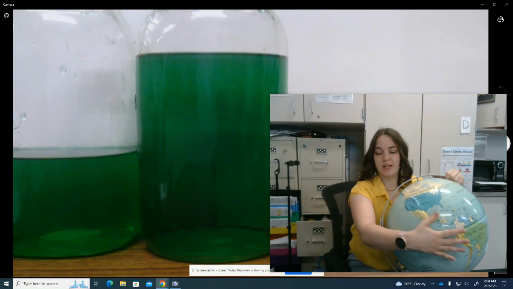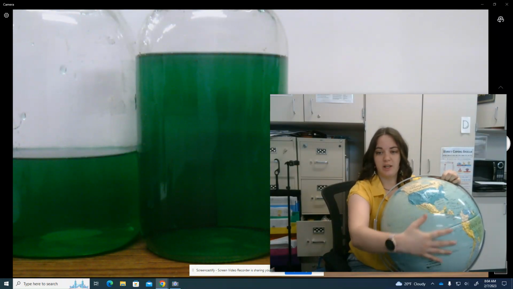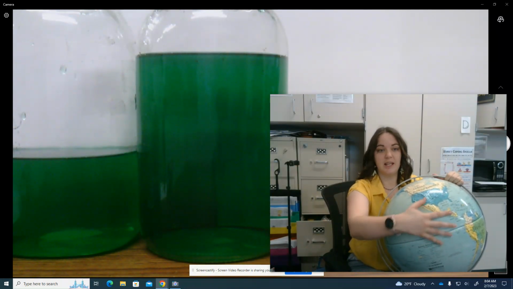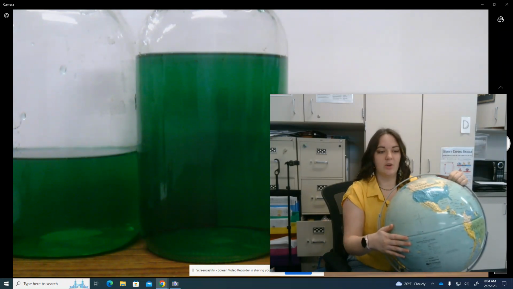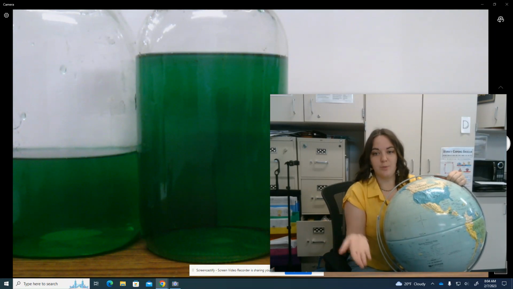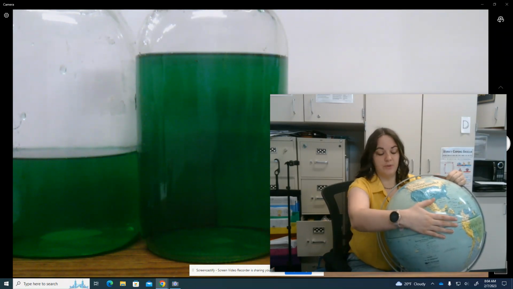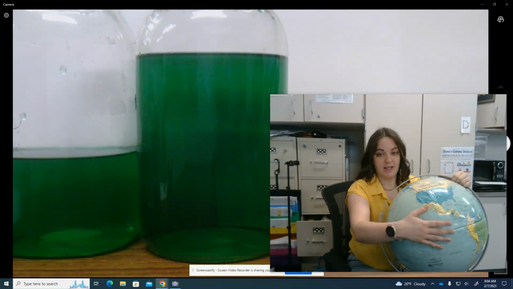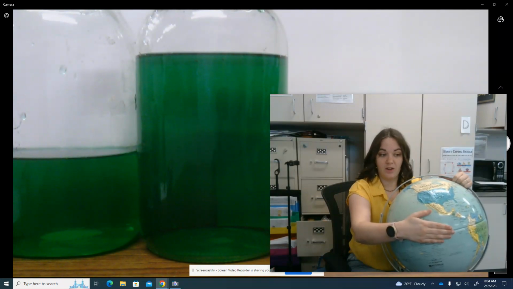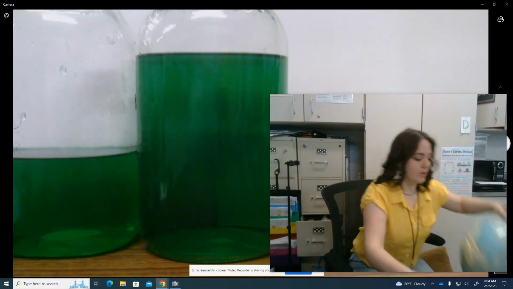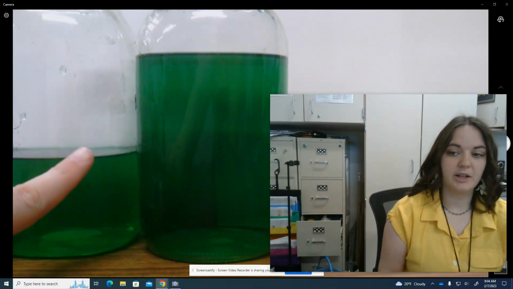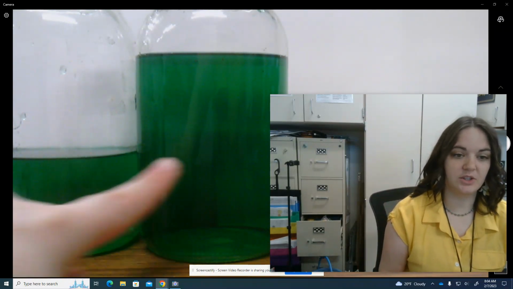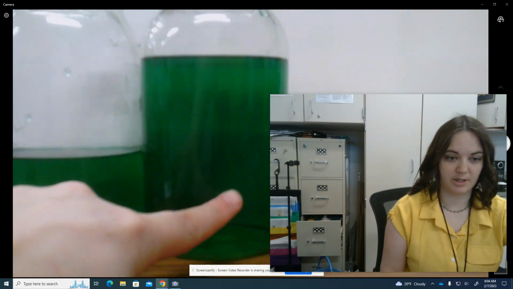And what happens is when that sun hits the water nearest the equator, it evaporates. And when it evaporates, it leaves the salt behind. And so the water that evaporates and leaves the salt behind is going to be saltier. So the water that has less water with the same amount of salt is going to be saltier than the water that has more water with the same amount of salt.